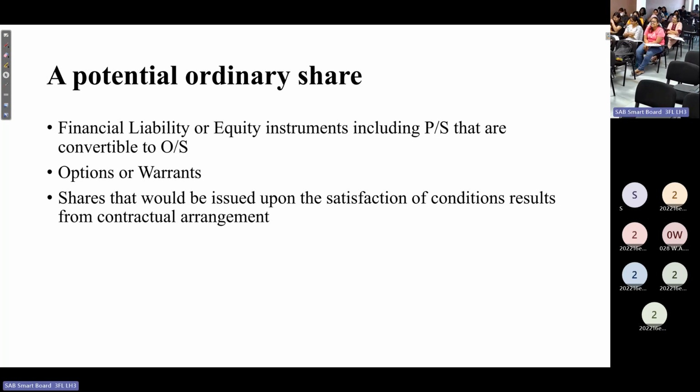Financial liability or equity instruments, including PNs, then preference shares convertible to ordinary shares. Options or warrants. Then shares that will be issued upon the satisfaction of conditions resulting from a contractual arrangement. Right? Can you please write these three things in the summary?